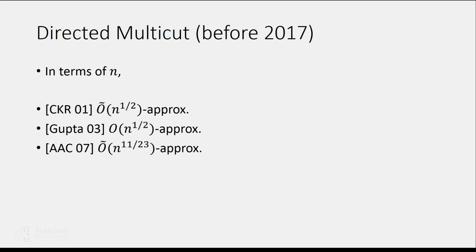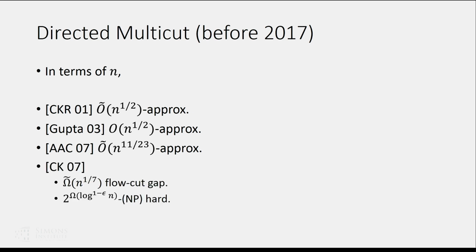If you want to write the approximation ratio in terms of n, we already knew a root n approximation algorithm, which was finally improved to n to the 11/23 due to Agarwal, Alon, and Charikar. From the lower bound side, by the nice work of Chuzhoy and Khanna, we know that the flow-cut LP has a gap of at least n to the 1/7. This problem is also NP-hard to approximate within an almost polynomial factor. So there's a gap between 1/7 and 11/23 in the exponent, but we understand this problem pretty well.